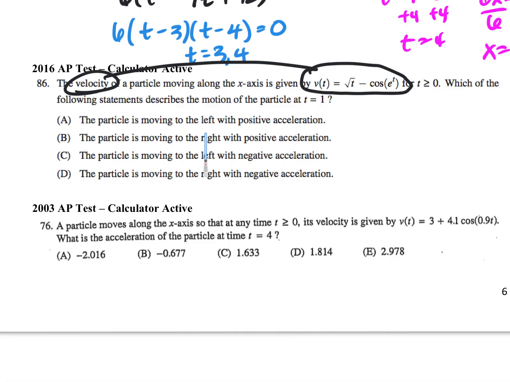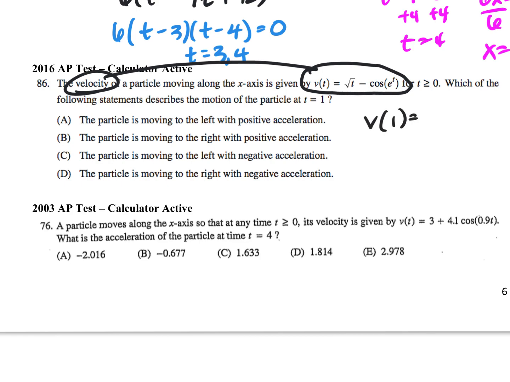How do I know if something's moving left or right if my velocity is negative or positive? Well, they gave me velocity. We do get a calculator. Could I go find my velocity at 1? How would I find my velocity at 1? Just plug in 1. I love that. I'm going to write this off to the side.